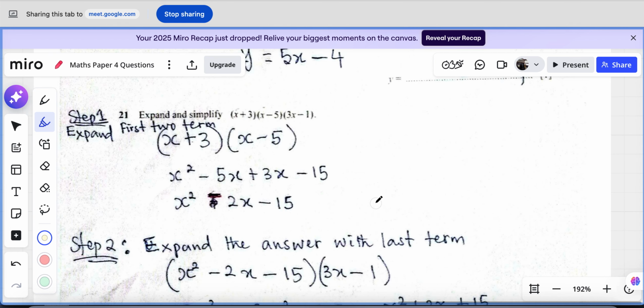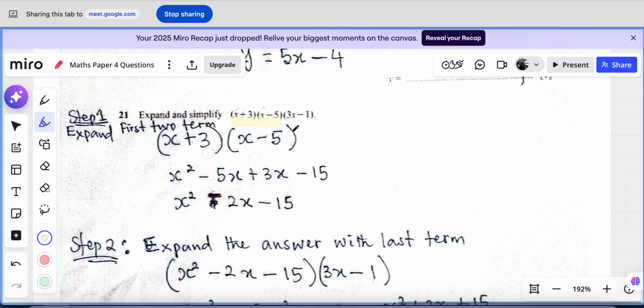And let's see, 21, right? Expand and simplify. This is easy. They give you x plus 3 in one bracket, they open another bracket, x minus 5, they open a third bracket, 3x minus 1. What you do is the first two first. You expand this one first. So I will say x plus 3 in one bracket, x minus 5 in another bracket. I'll do this one first.